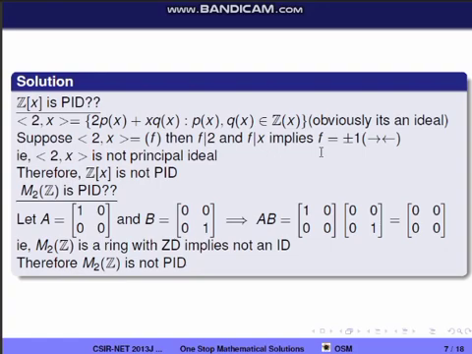So this implies f is equal to plus or minus 1. So this is a contradiction to f being a single element. So (2, x) is not a principal ideal. Therefore, Z[x] is not a PID.